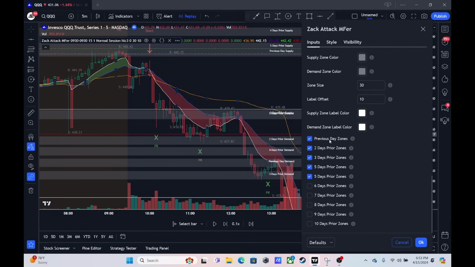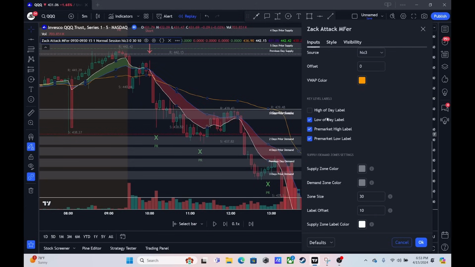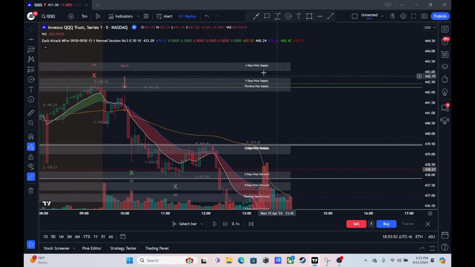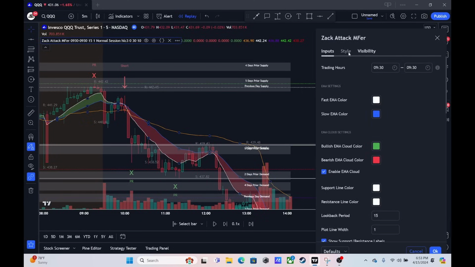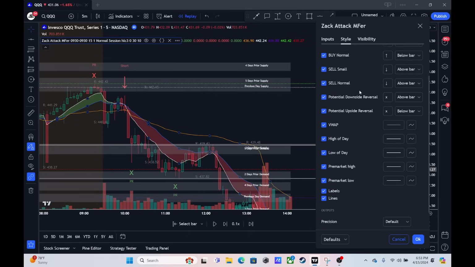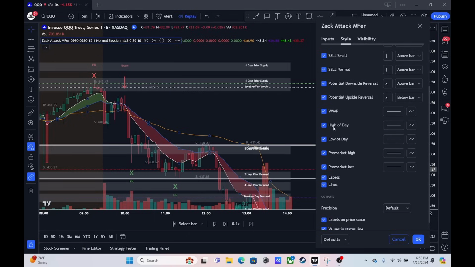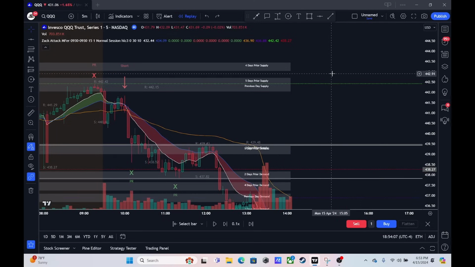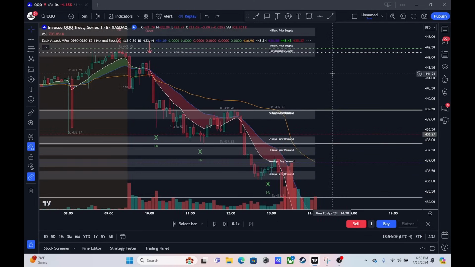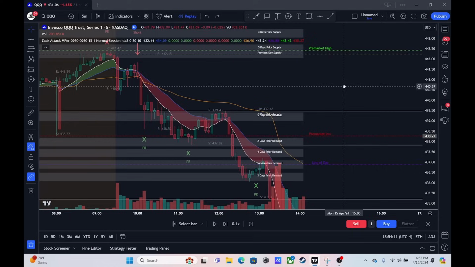If we want to disable these, we can take off these labels. So let's just take them all off right now so you can see. The labels can actually be toggled off and the lines can stay there. Now if you want to take the lines off as well, again, go into your style tab and you can take off the high of day, low of day, pre-market high and pre-market low lines. So now you can get everything off your screen. The lines and the labels are all toggleable, so whatever you want on your charts, you can have that.